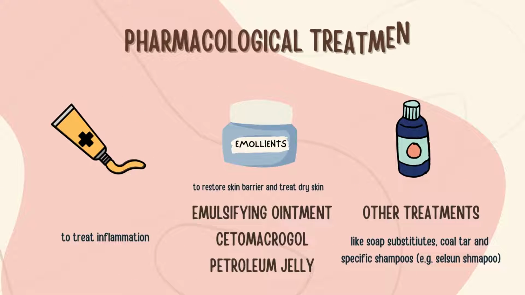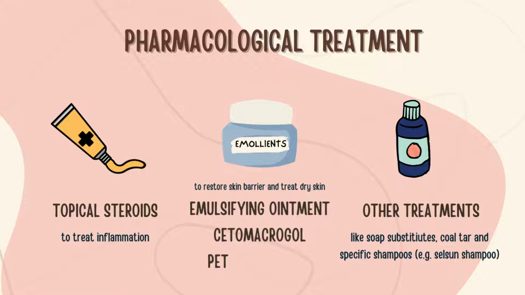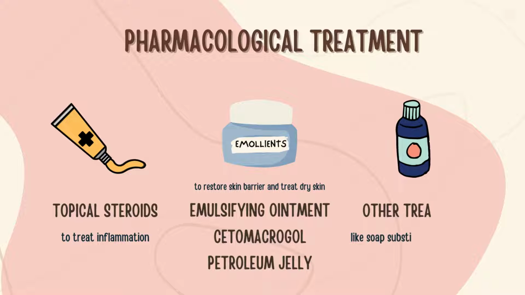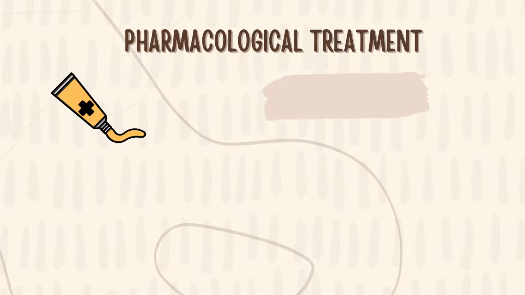The pharmacological treatment of eczema aims to treat the inflammation with topical steroids. It also aims to restore the dysfunctional skin barrier and treat dry skin with emollients like emulsifying ointment, cetomacrogol, or petroleum jelly, more commonly known as Vaseline. Other treatments like soap substitutes, coal tar, and specific shampoos can also be used.